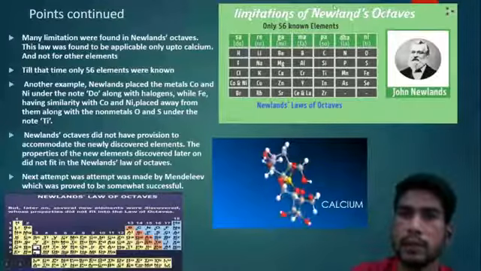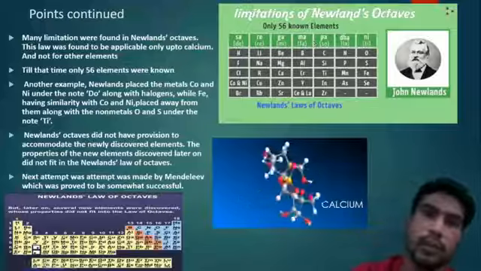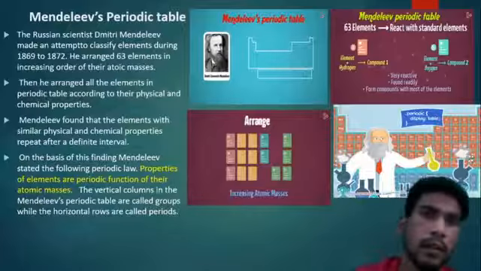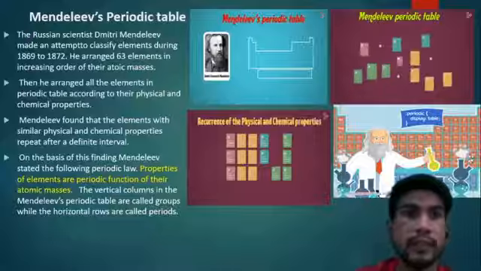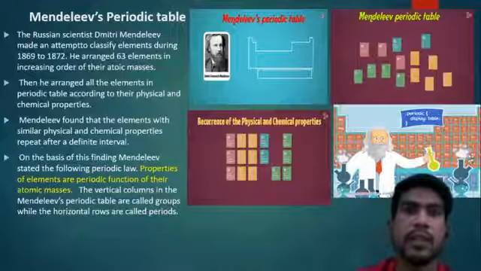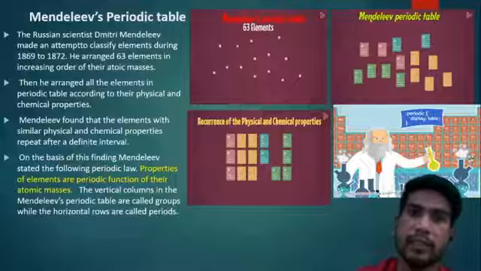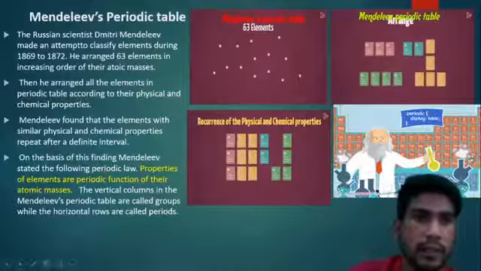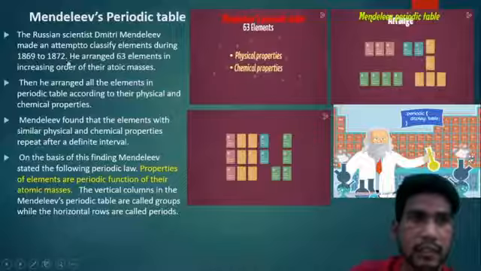The next attempt to classify the elements was made by Mendeleev. It proved somewhat successful. Let's see Mendeleev's periodic table. He was a Russian scientist, Dmitri Mendeleev. He made an attempt to classify the elements during 1869 to 1872. Remember this date, always keep in mind this date, from 1869 to 1872.